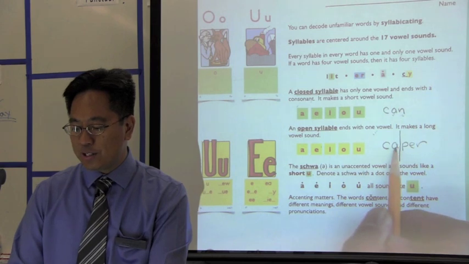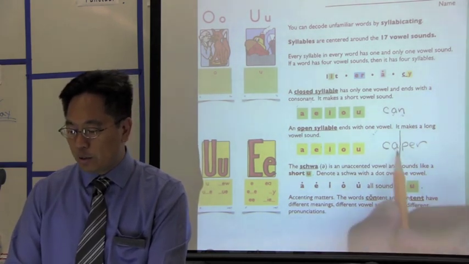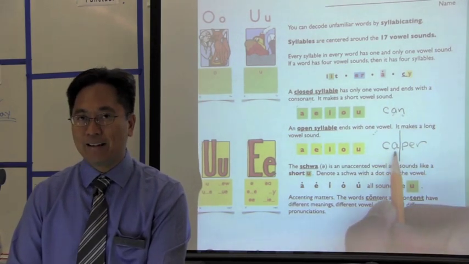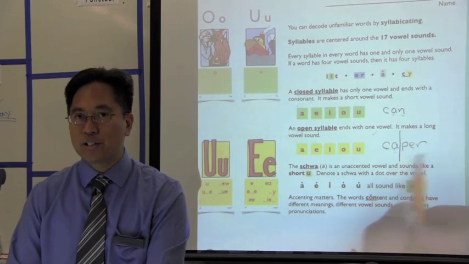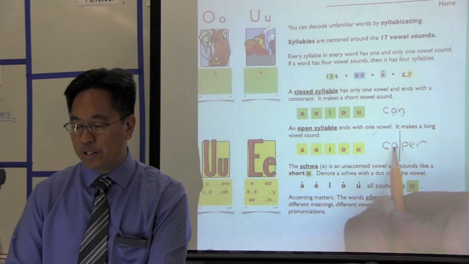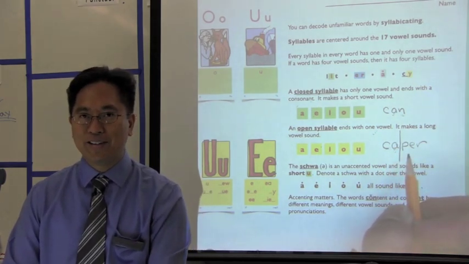And this is an open syllable. So it has a single vowel and it ends with a vowel. So this is going to be pronounced with a long A sound, and that's why this is pronounced kay. And the second syllable is per. So we have the word caper. If it made a short vowel sound, this would be a capper, but I'm sure you wouldn't want cappers in your dish when you order it at a restaurant.